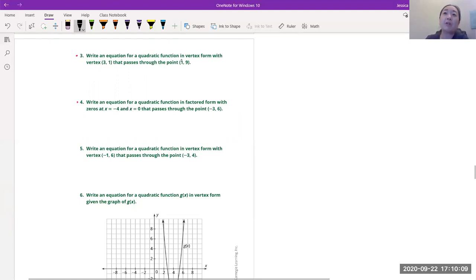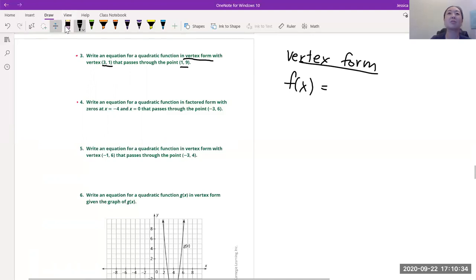Write an equation for a quadratic function in vertex form. So this is giving us a hint: in vertex form with vertex 3, 1 and passing through the point 1, 9. Okay, so let's see, we got this. I'm gonna write vertex form over here just as a reminder. f of x, because that's pretty general, is equal to, or should I just do y because we're gonna use y anyways? Yep. So y equals a times x minus h squared plus k.